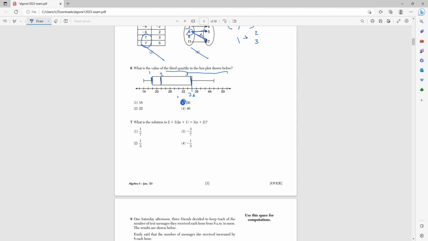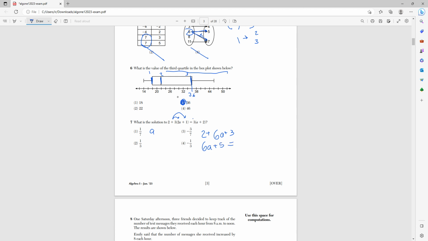Number 7 asks what is the solution to 2 plus 3 times (2a plus 1) is equal to 3 times (a plus 2). Obviously, we're solving for the value of a. So the way I would do this is I would distribute and simplify on both sides first and then solve for a, right? So on the left side, we have to distribute this 3 out. So that's 2 plus 3 times 2a, same thing as saying 6a. And right here, we have 3 times 1, which is 3. So what you have is 2 plus 6a plus 3. We can rewrite that as 6a plus 5.